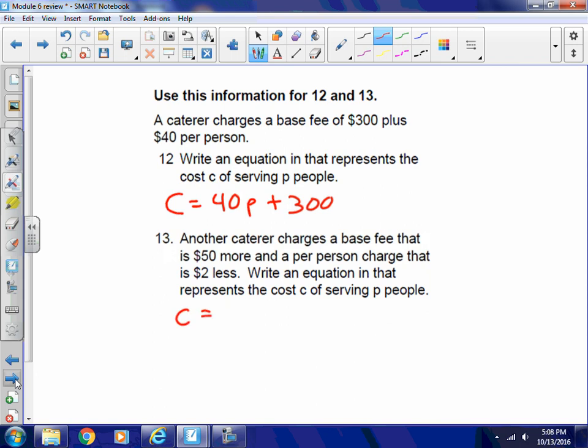So cost, well, $2 less on our slope is $38 per person, but our one-time fee, our base fee, has gone up $50, so it's at $350.